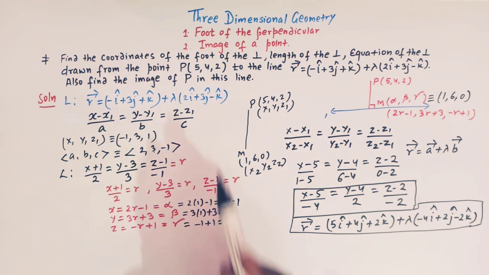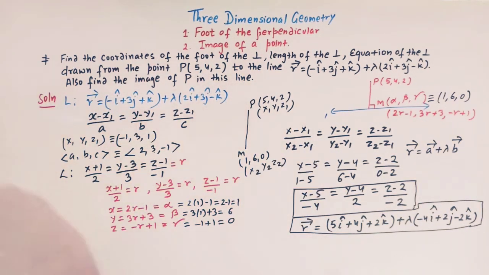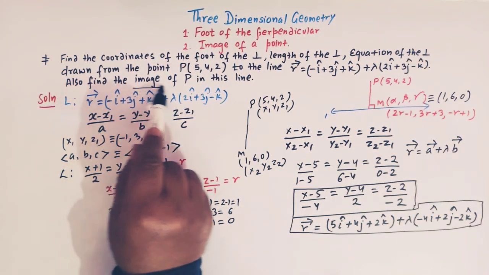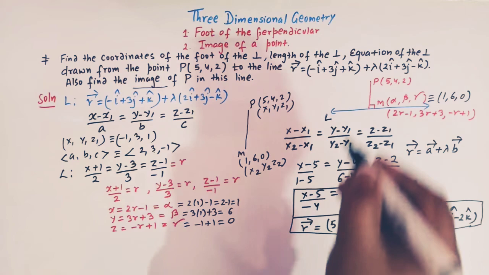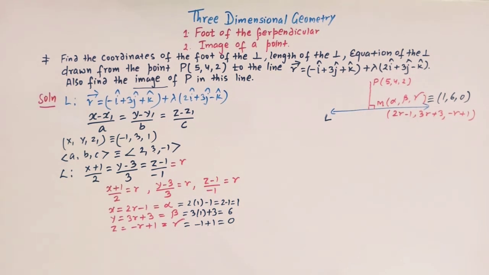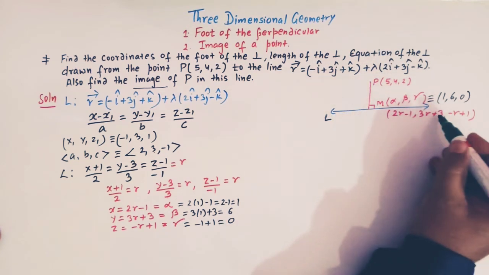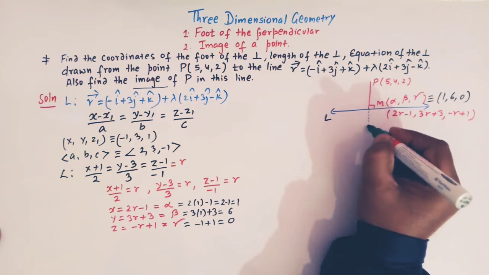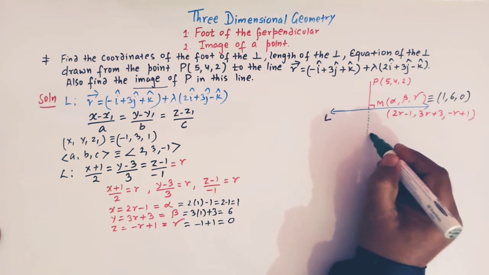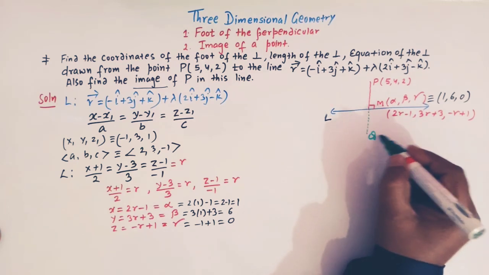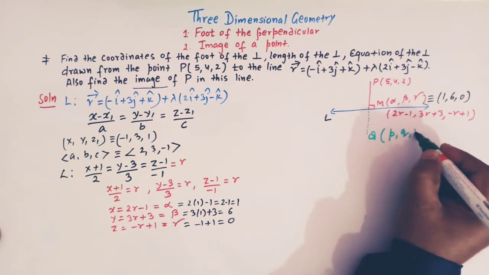So now we have obtained the foot of the perpendicular, length of the perpendicular, and equation of the perpendicular, and now we have to find the image of this point P with respect to this line L, right? So now viewers, let us find out the image of this point P with respect to this line. So let us extend this PM and let us take this point Q, right?